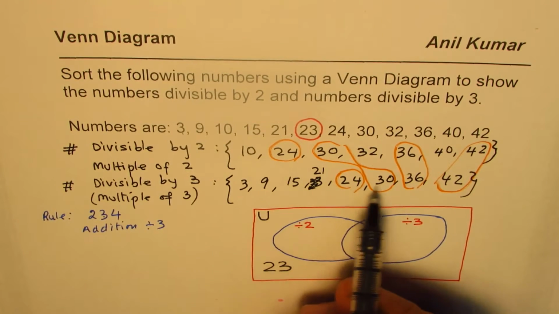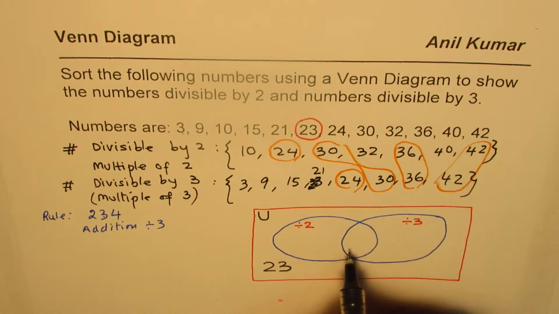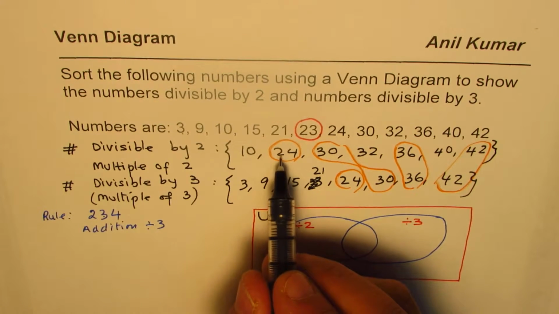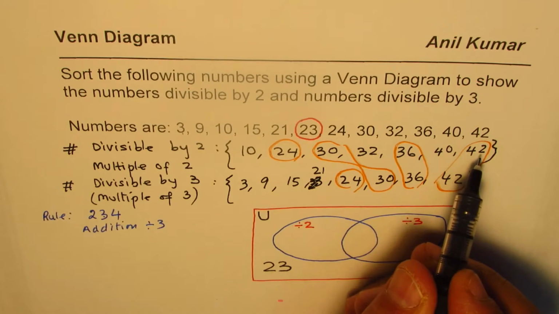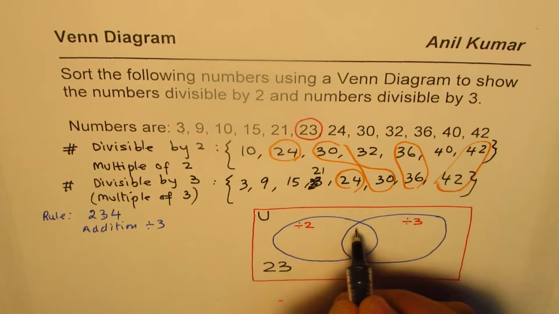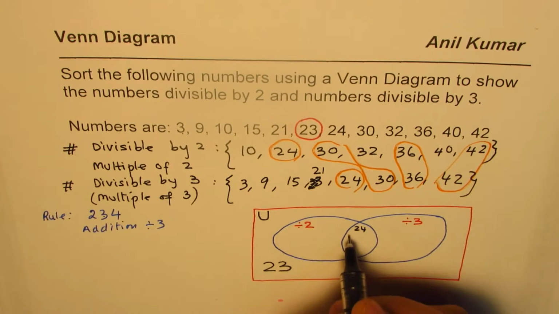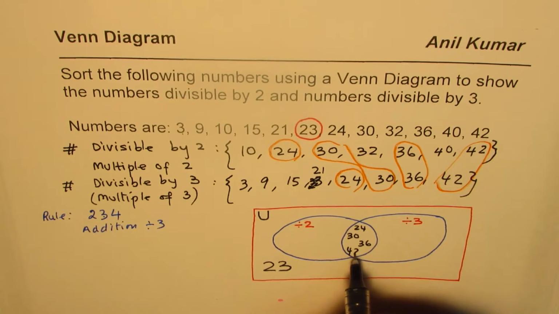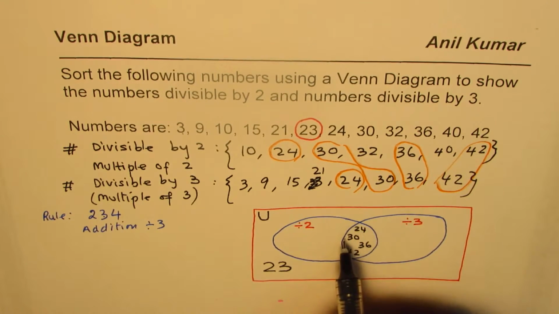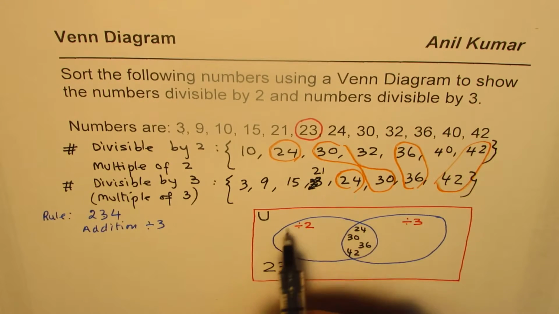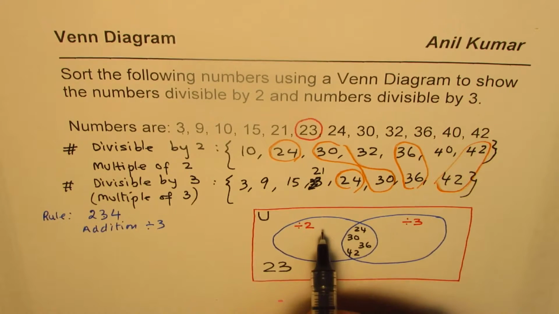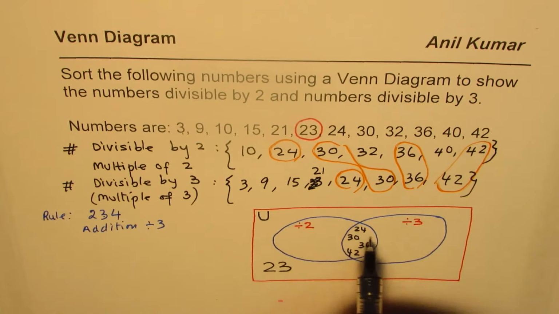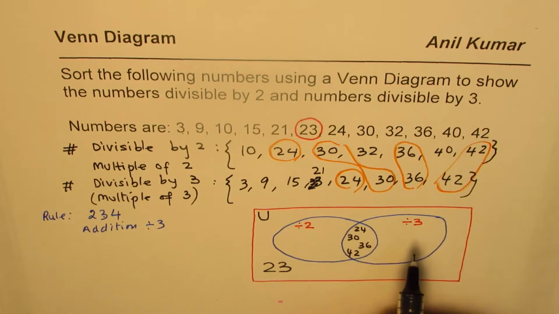Now whatever are the common numbers should go into this common place. So the numbers here are 24, 30, 36 and 42. So I'll write these numbers here: 24, 30, 36 and the number 42. So these numbers which are common will get into this space which is called the intersection of two loops. So these are the two loops, one showing divisibility by 2, the other one divisibility by 3.